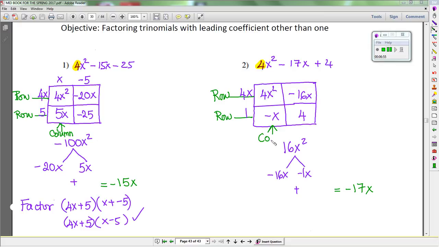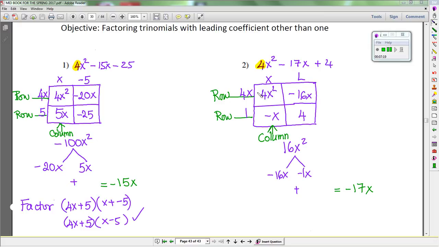So now let's move on to the columns. For column number 1, we have 4x squared and negative x, so they only have x as the common factor. And look at the next one, we have negative 16 and 4, so the common factor will be 4. So now we can check our answer.